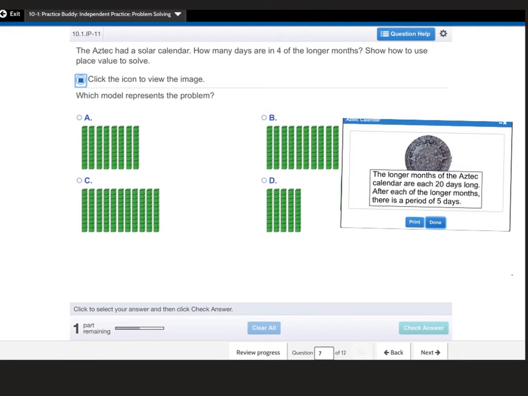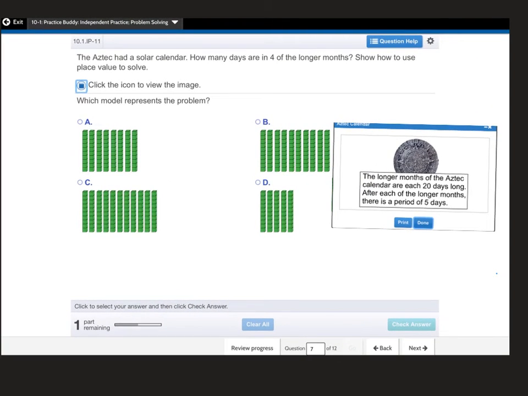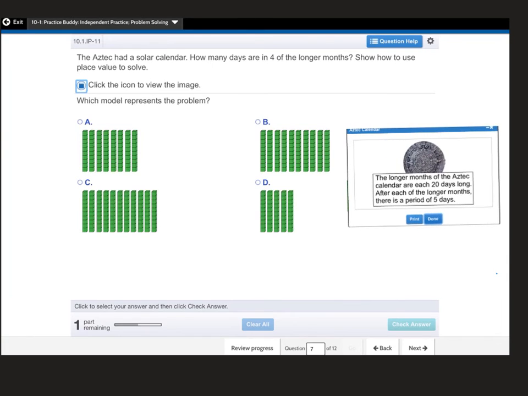So I want to make sure that I remember that the longer months of the Aztec calendar are 20 days long. Okay, because it says how many days are in 4 of the longer months. So remember, I have 4 groups, and how long are the longer months? They're 20 days. So I have 4 groups, 4 months of 20 days. So which one of these models would represent 4 groups of 20?